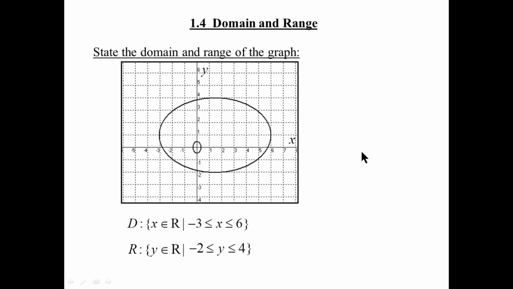Another way to say this, well, there's another notation, and it's called interval notation. We could say that x is in the interval between -3 and 6. And we can say that y is in the interval between -2 and 4. It's more notation. That's an is in symbol. This is interval notation.